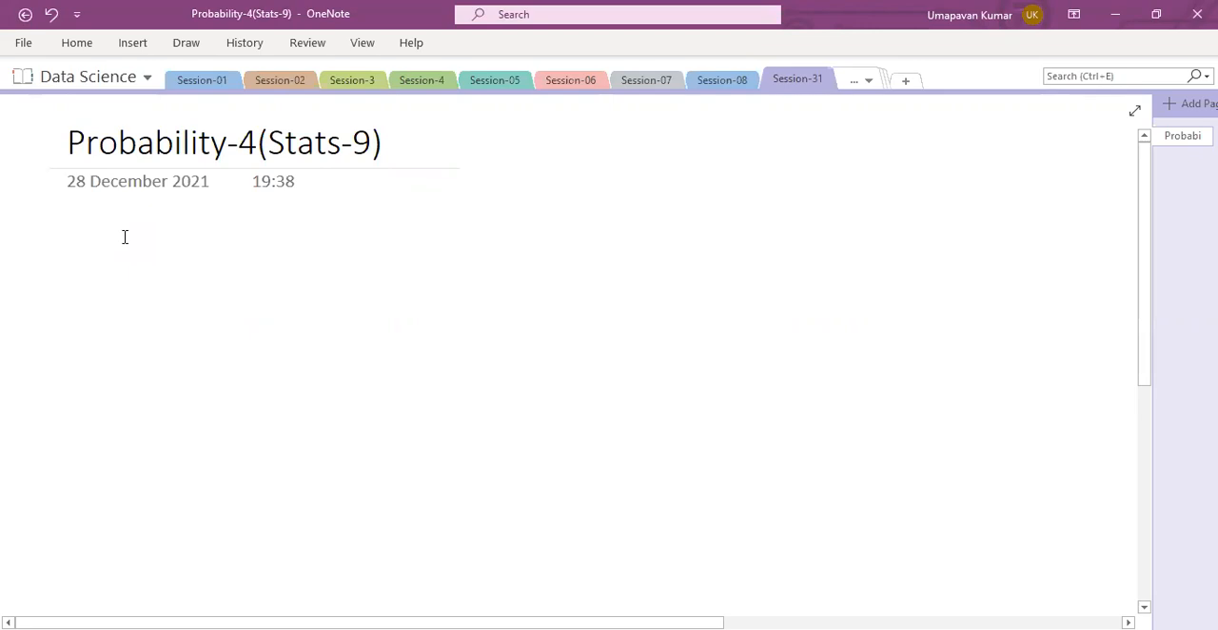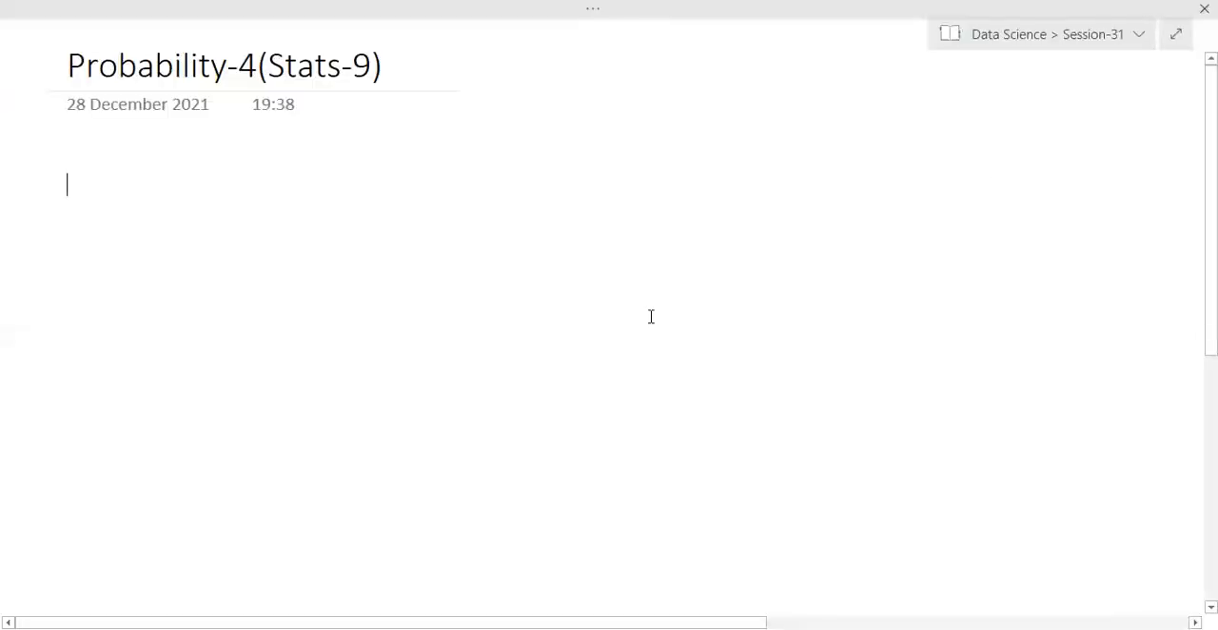So you can refer to this probability fourth aspect as well as the statistics on ninth session. What is the topic we are going to discuss, friends, in today's session? Non-normal, about this non-normal distribution. Okay, so friends, observe that so far we have seen some kind of the normal distribution.